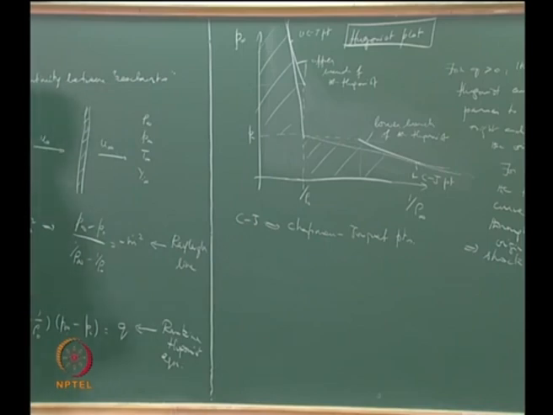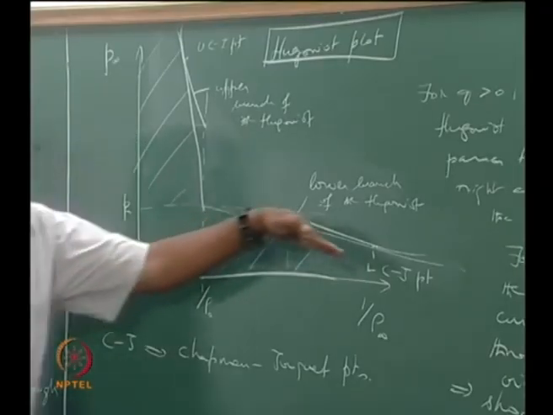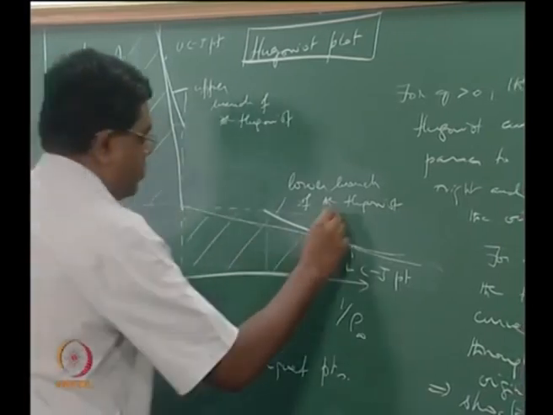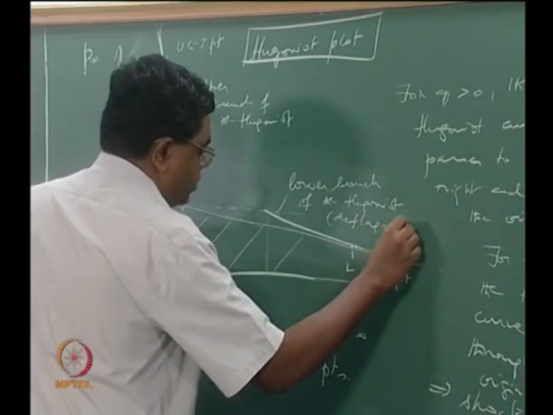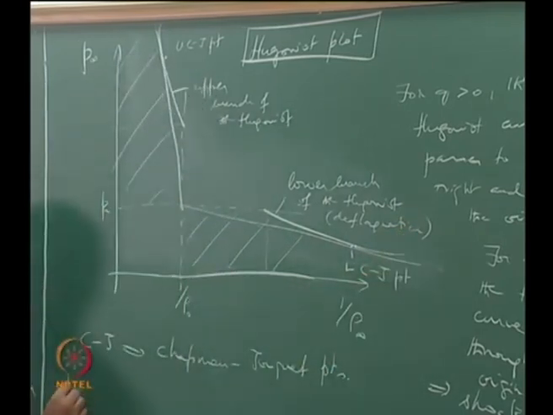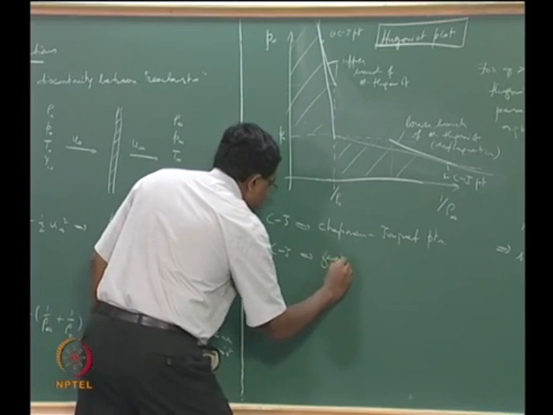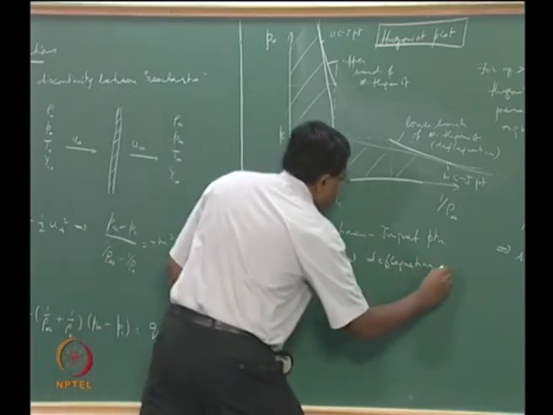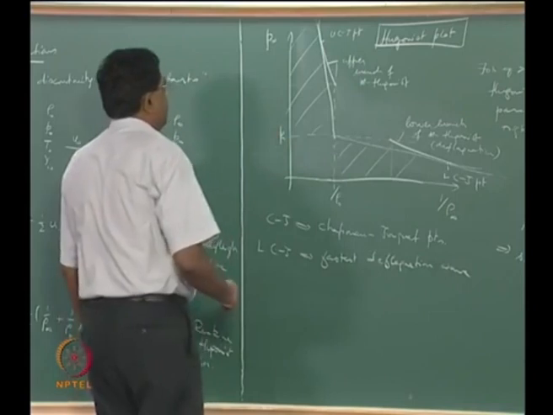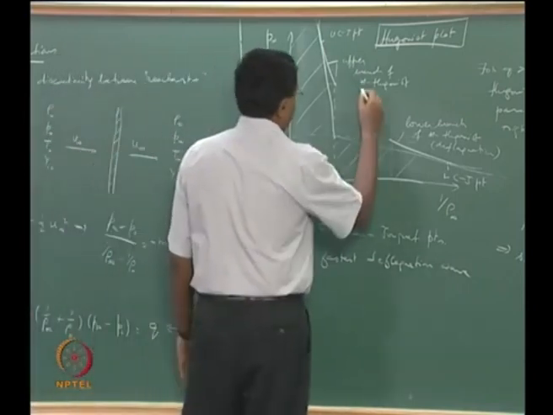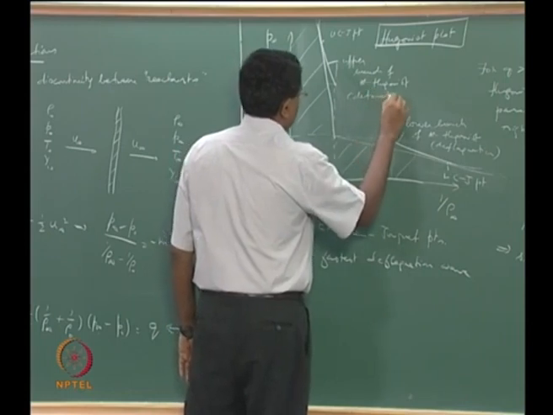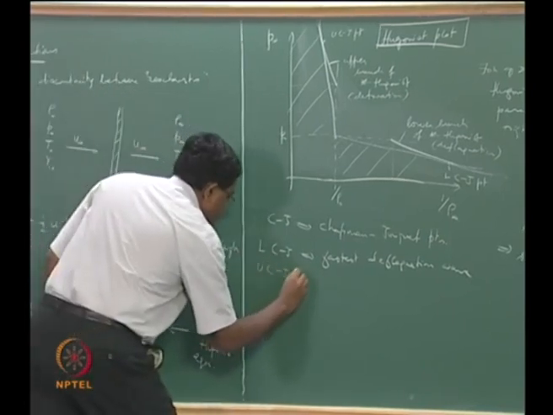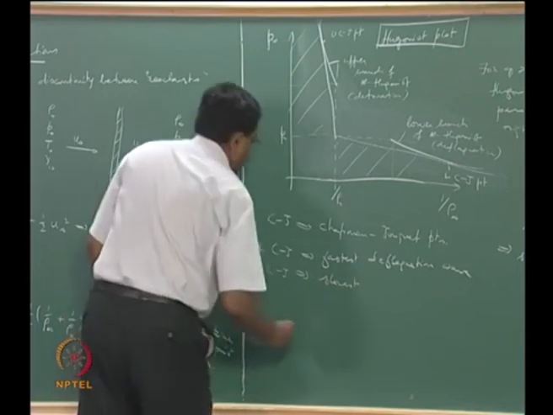So the LCJ indicates the highest velocity of what are called deflagration waves. The lower branch corresponds to what is now called deflagration, so LCJ is the fastest deflagration wave, and the upper branch of the Hugoniot corresponds to what is called detonation, and UCJ corresponds to the slowest detonation wave.